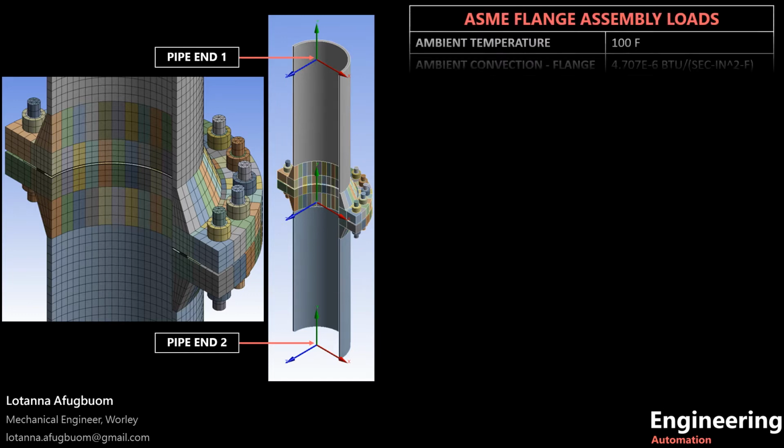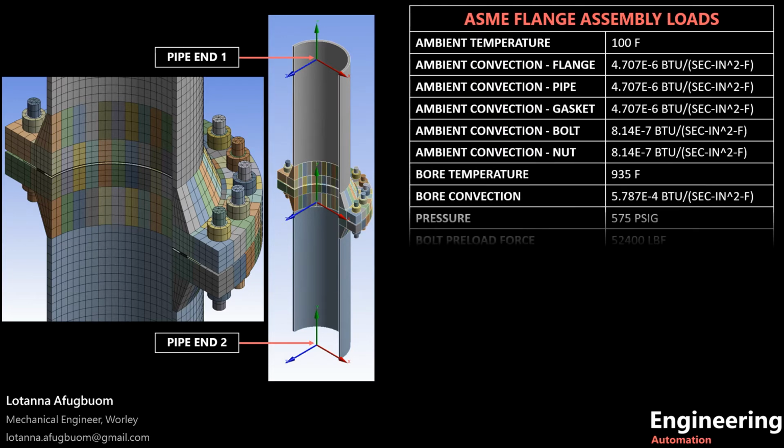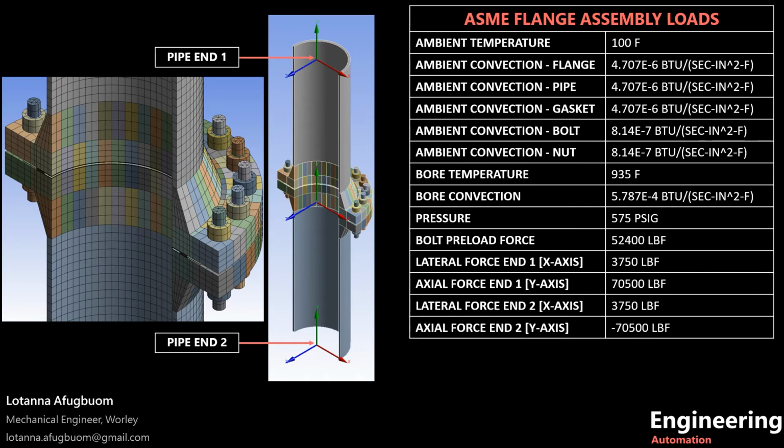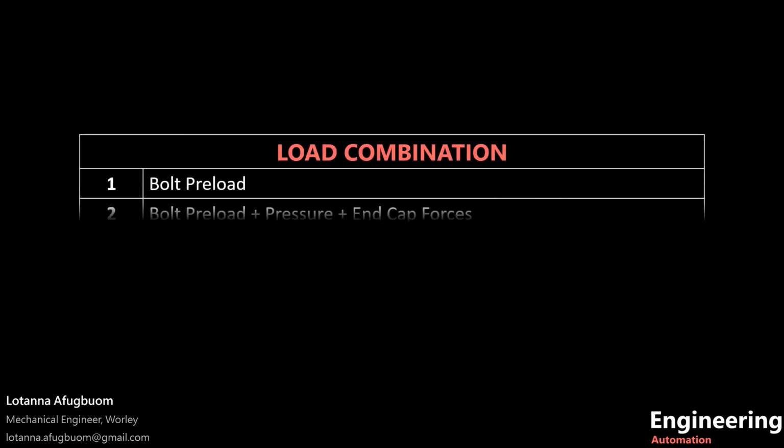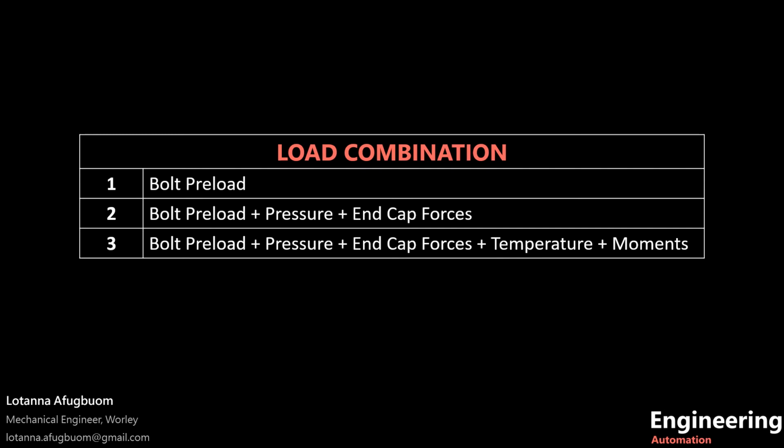The steady-state thermal loads applied are listed in the first 8 rows of the table and the static structural loads applied are listed in the remaining rows. A half-symmetry model was used because torsional moments don't significantly affect seal integrity. 3 load combinations were analyzed, the first comprised of only the bolt preload force, the second load combination added the pressure loads to the first load combination, and finally, the third load combination added the thermal loads and moments to the second load combination.